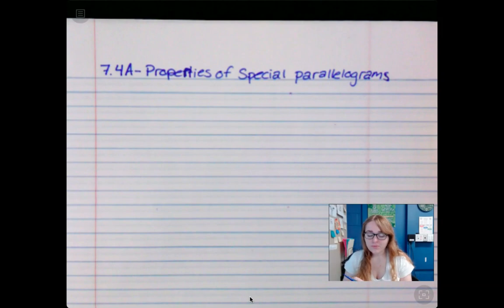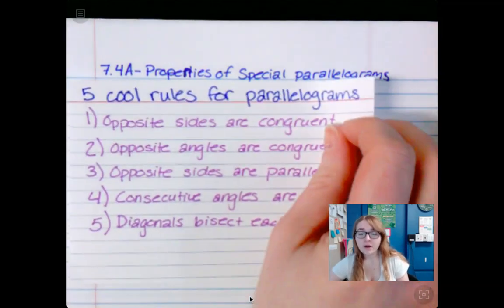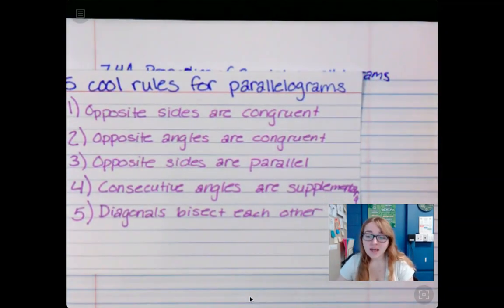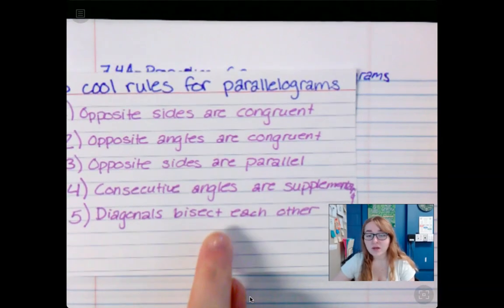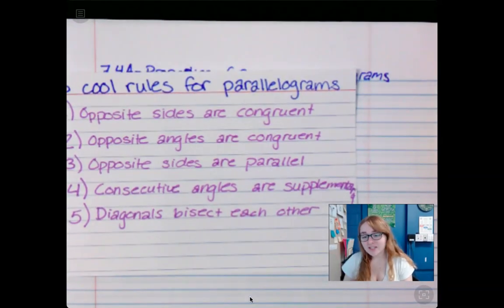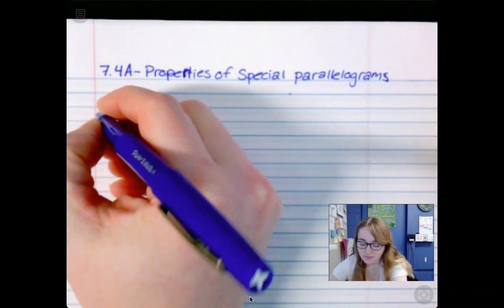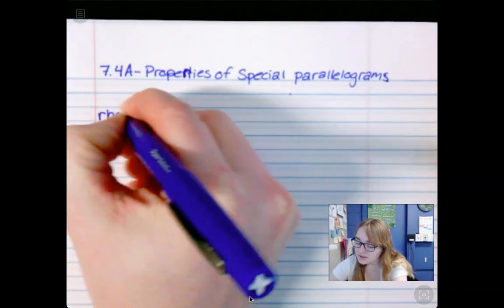All right, so just a quick reminder before we go ahead and get started. The 5 cool rules for every parallelogram are: our opposite sides are congruent, our opposite angles are congruent, our opposite sides are parallel, our consecutive angles are supplementary, meaning they add up to 180, and our diagonals bisect or cut each other in half. Okay, so everything we will talk about today will have these 5 super cool rules in addition to some others. Okay, so the first shape, our first special parallelogram, is called a rhombus.